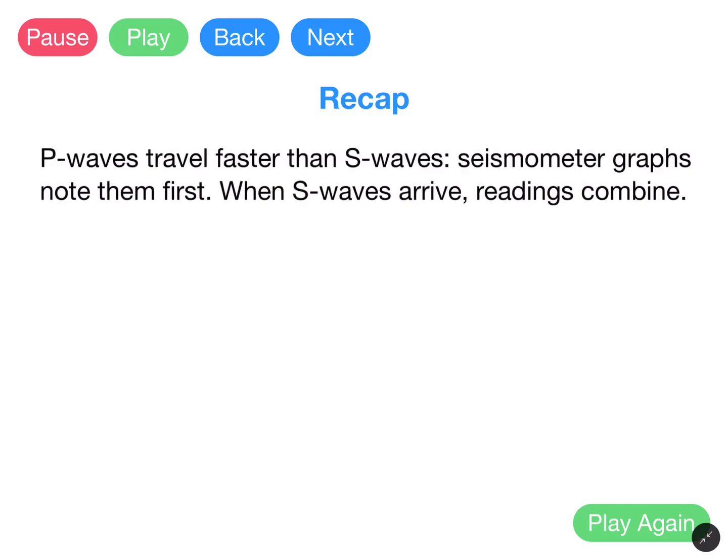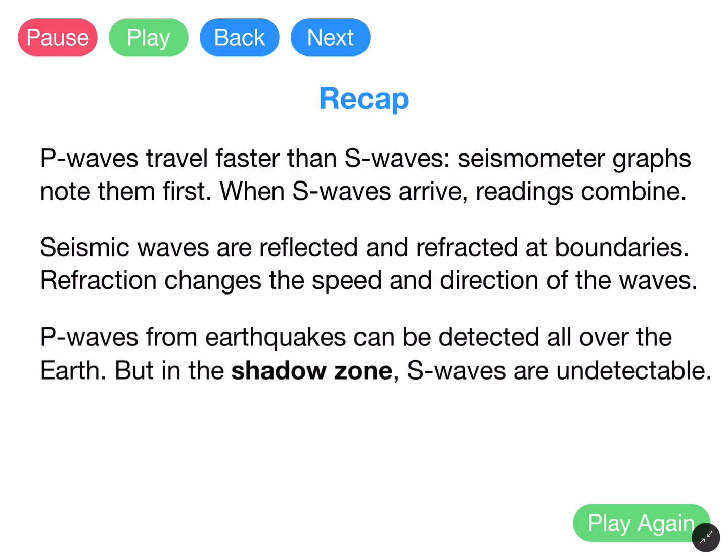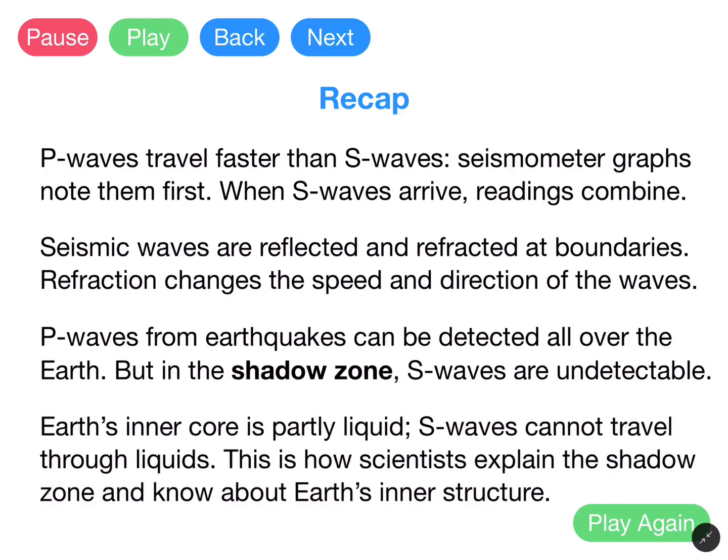Third, make sure you understand the difference between primary and secondary waves, not just their speeds, but also the type of waves they are and the mediums through which they can travel. Finally, be very clear about why we know that some of the Earth's interior is liquid. The last 2 points on this slide explain this.